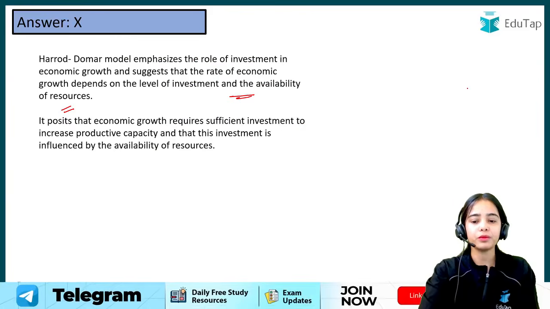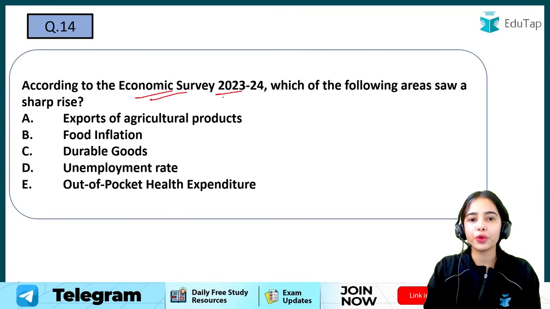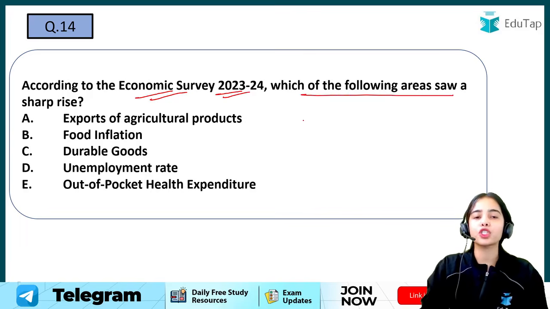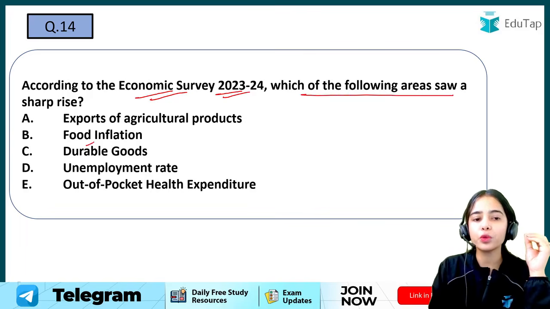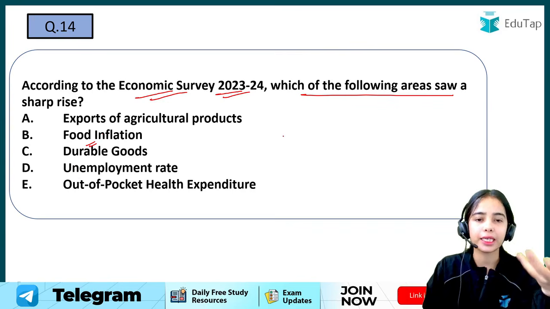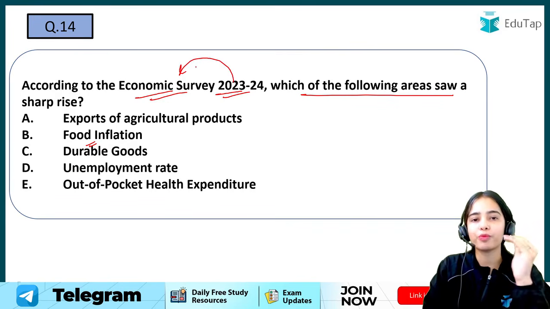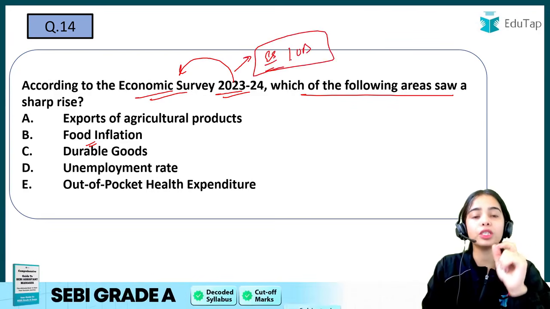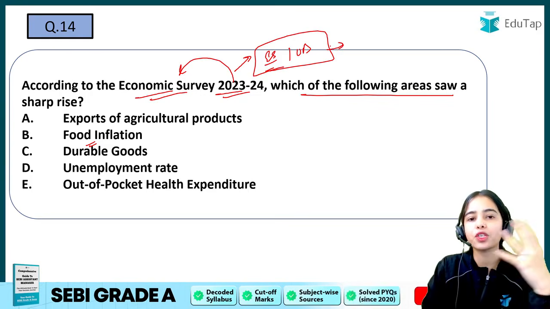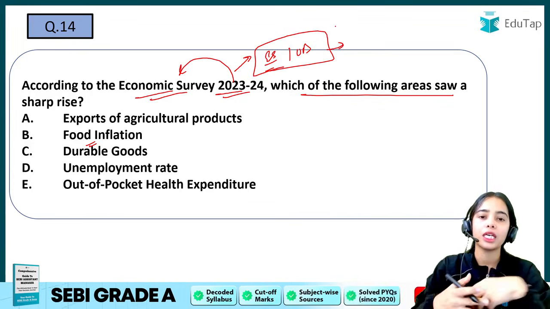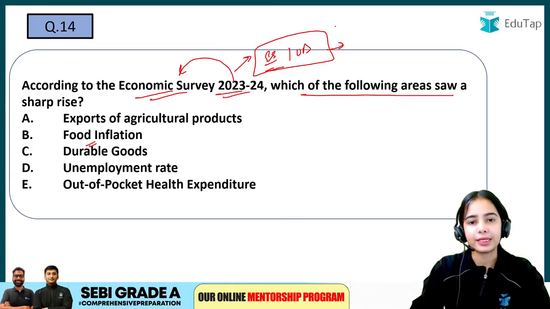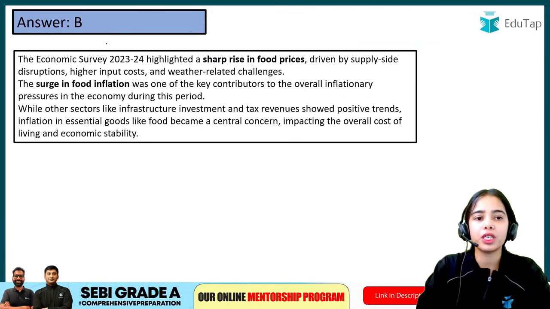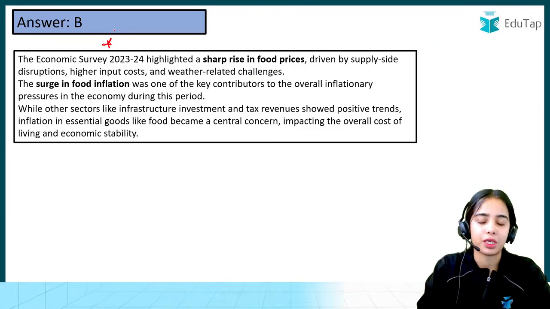Okay. Next, according to the Economic Survey of 2023-24, which of the following areas saw a sharp rise? So it was food inflation that was rapidly increasing at that time. Now remember that I have brought this question for you so that you can understand that the Economic Survey and Union Budget are important. You should be going through the highlights of the Economic Survey and Union Budget. If not in depth, then at least the highlights. Because a question has been asked from the Economic Survey in the previous year.